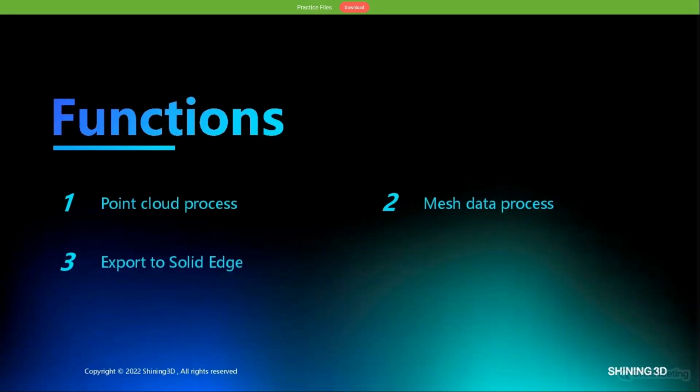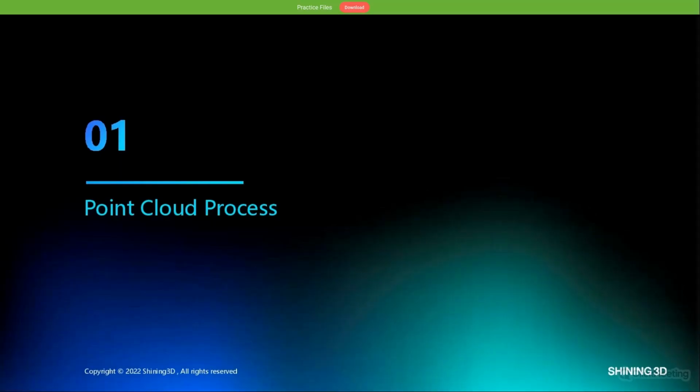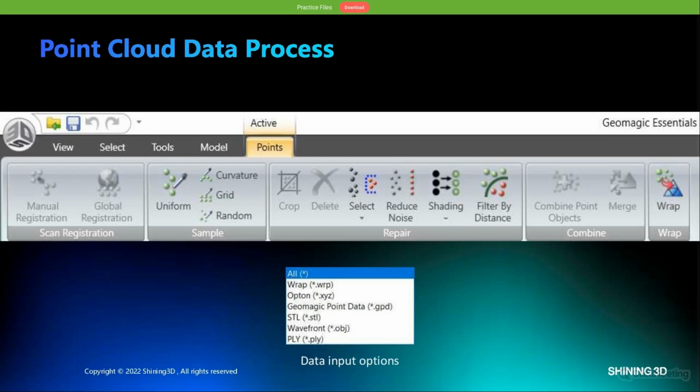I'm going to talk about the three main functions of the Geomagic Essentials, which are the point cloud process and the mesh data process. And the third part would be export to Solid Edge, also like some CAD software. Okay, the first part. So point cloud process.